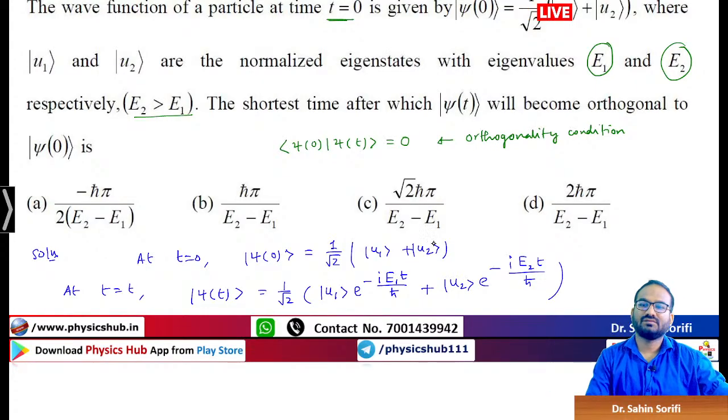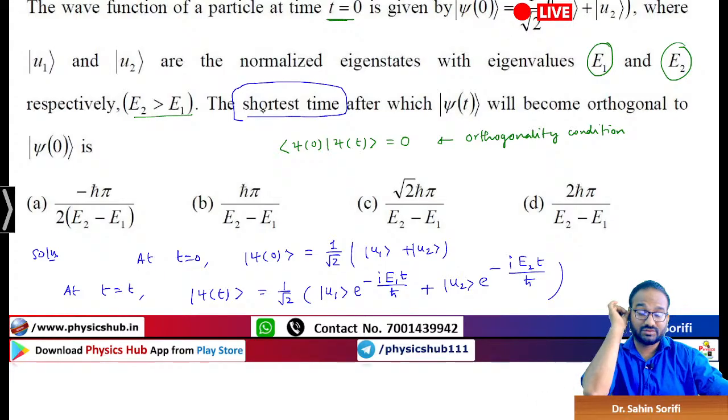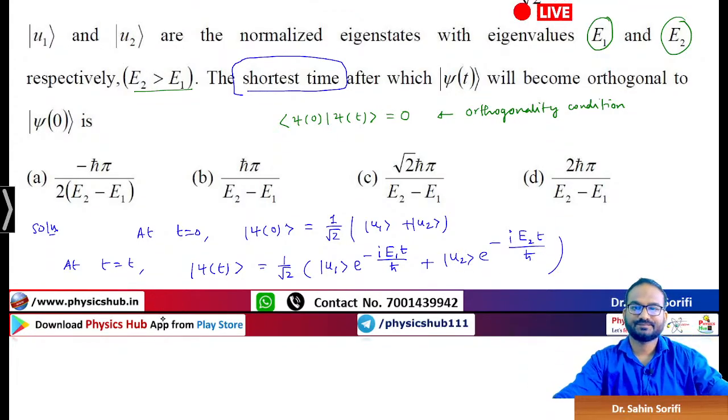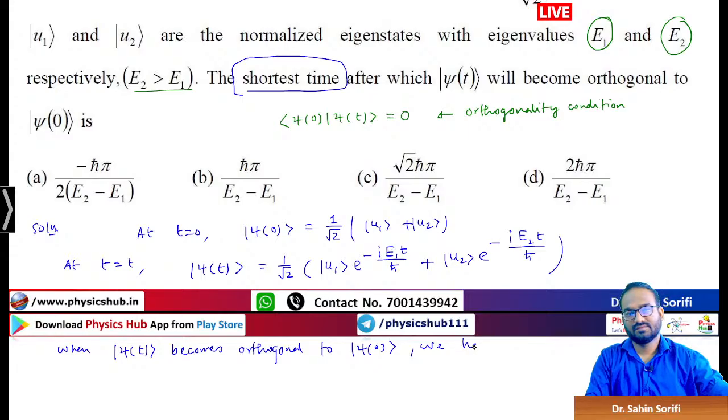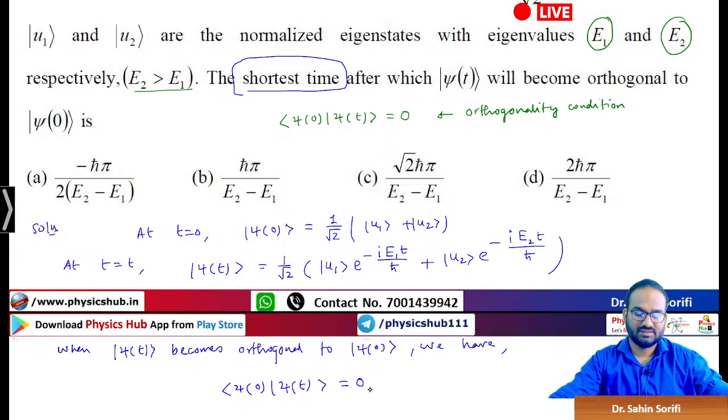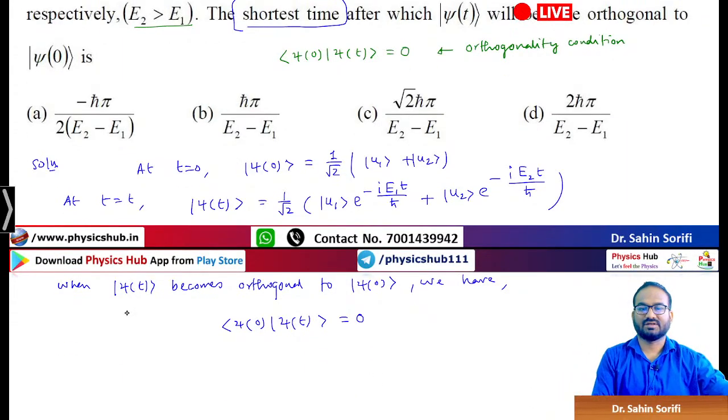Okay, now the shortest time after which psi t will become orthogonal to psi 0. When psi t becomes orthogonal to psi 0, we have the scalar product of psi 0 and psi t, or psi t and psi 0, equal to 0. B, you are getting pi h cut, yes, B will come.